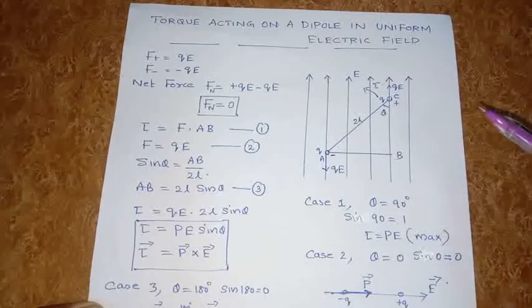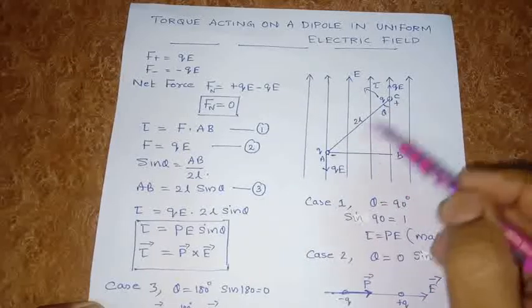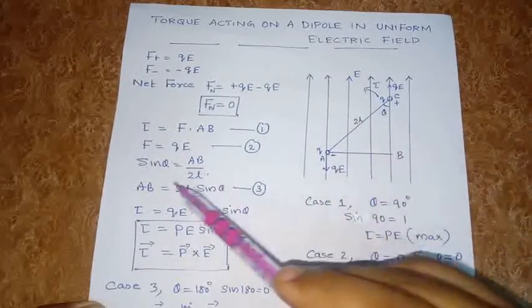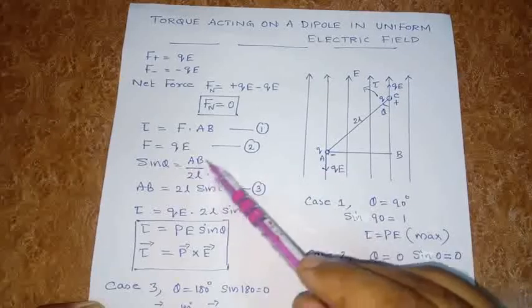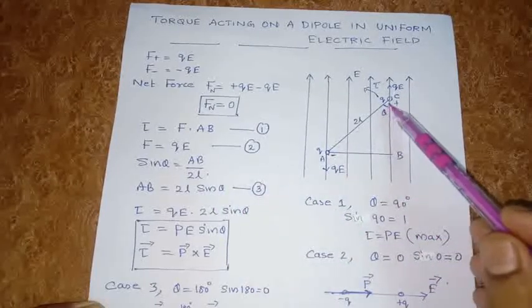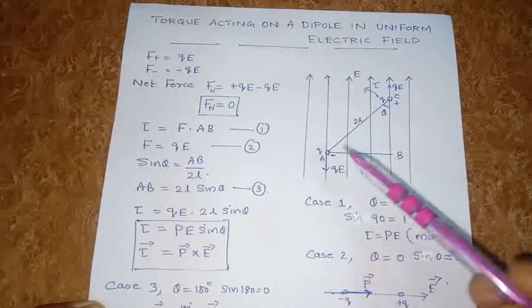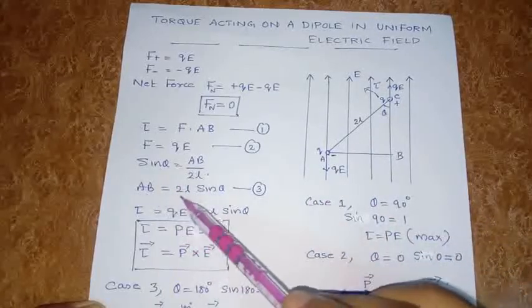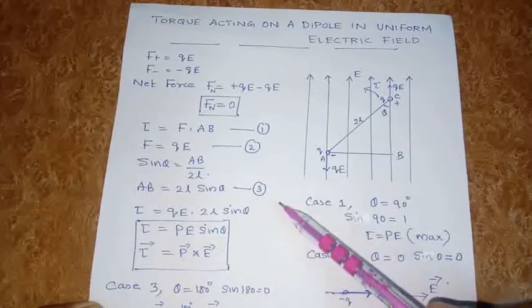Now we have to find out what is AB. From this right angle triangle, sin theta is equal to AB divided by 2L. This is angle theta. From that equation, AB is equal to 2L sin theta.